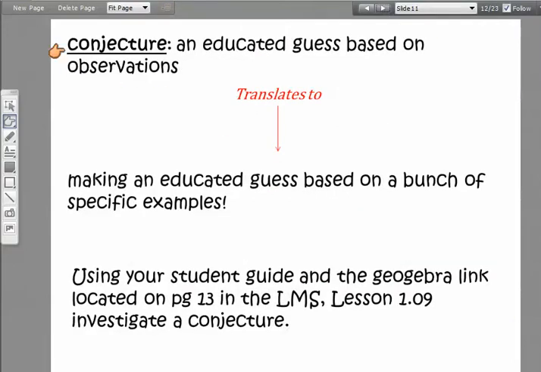Let's talk about a conjecture. A conjecture is an educated guess based on observations. So all this means is that you're making an educated guess based on a whole bunch of specific examples. Using your student guide and the GeoGebra link located on page 13 in the LMS, Lesson 109, I want you to investigate conjectures.